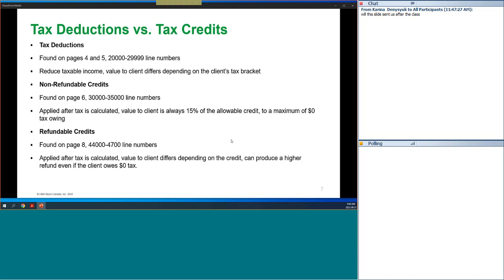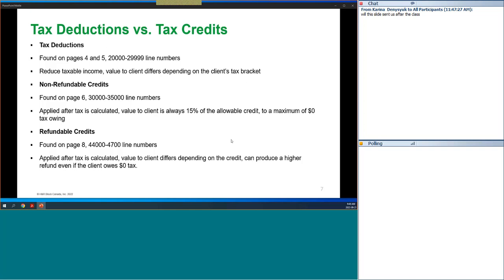Okay. So tax deductions will reduce your taxable income, and how much they're worth depends on your tax bracket. The higher your tax bracket, the more it's worth. So if you're in the top tax bracket, you're always taking the money off the top of the return when we're talking about deductions. And then as you go down a tax bracket, that deduction is worth a little bit less to you.